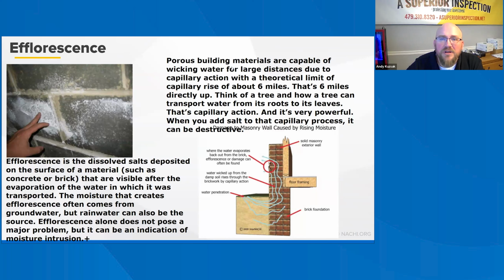Porous building materials are capable of wicking water for large distances due to capillary action, with a theoretical limit of capillary rise of about 6 miles. That's 6 miles directly up. Think of a tree and how a tree can transport water from its roots to its leaves. That is capillary action, and it's very powerful. When you add salt to the capillary action, it becomes destructive.